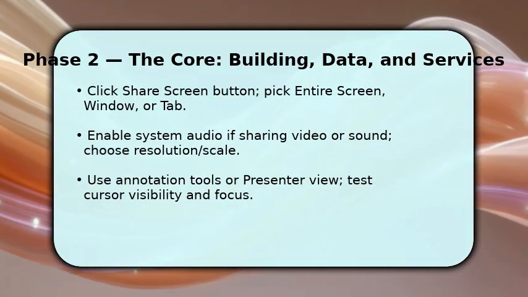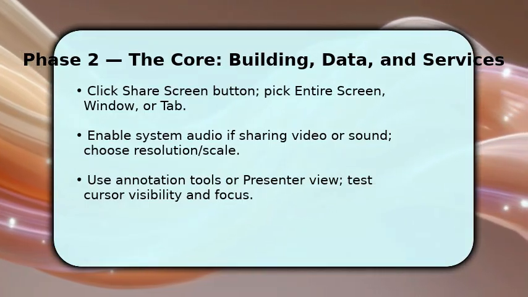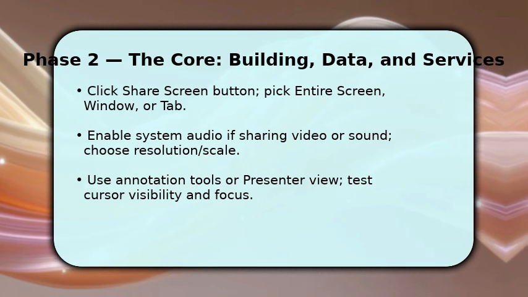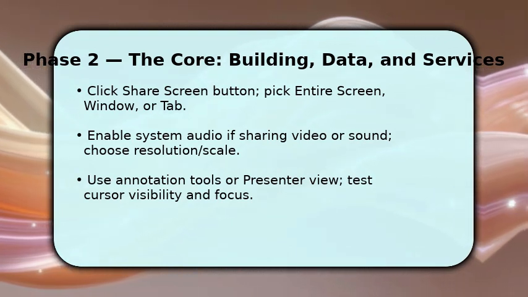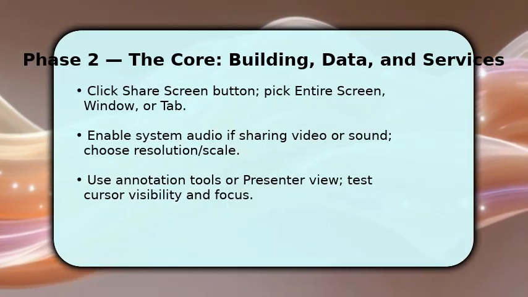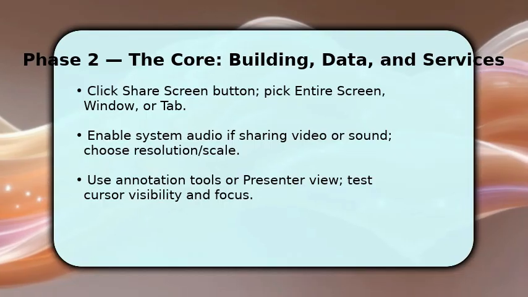Now you choose exactly what to show. Click Share Screen, then pick Entire Screen, a specific window or browser tab. Choose System Audio if you need to play sound. Once selected, make sure to start in the correct application and position windows for visibility.